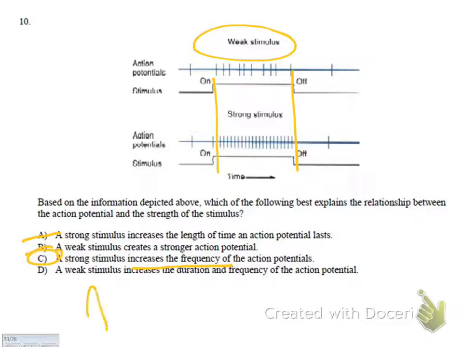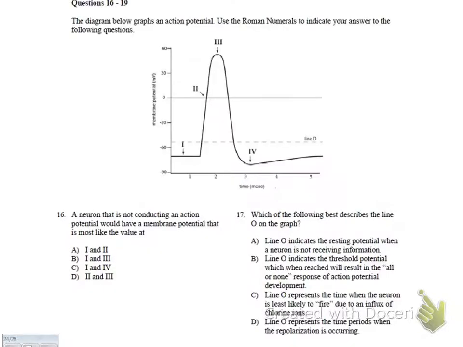It increases the frequency. And then a weak stimulus increases the duration and frequency. So the correct answer is C. Okay, try this one.